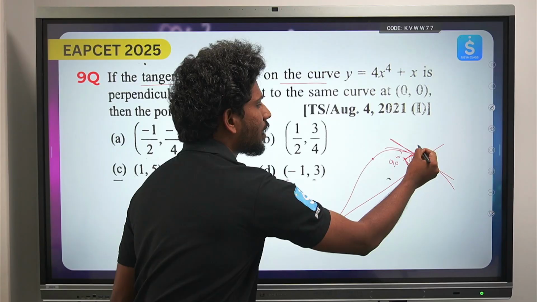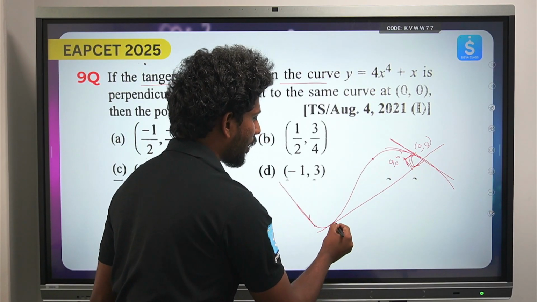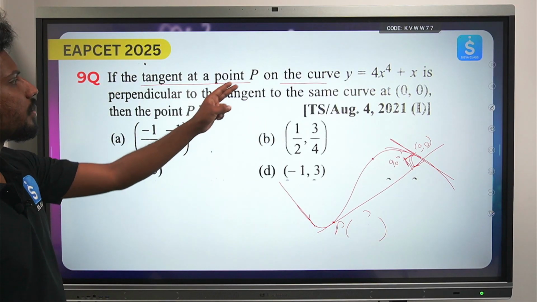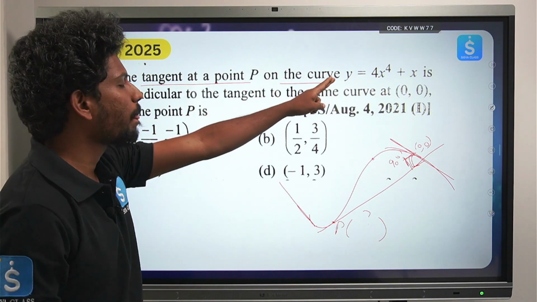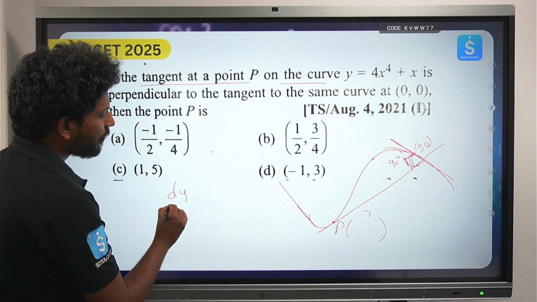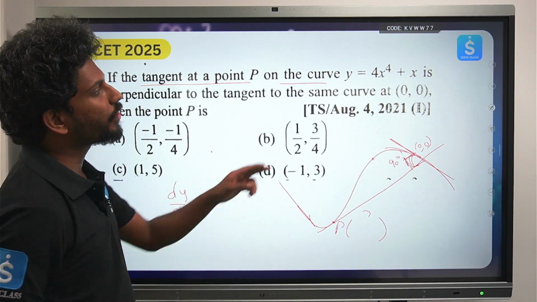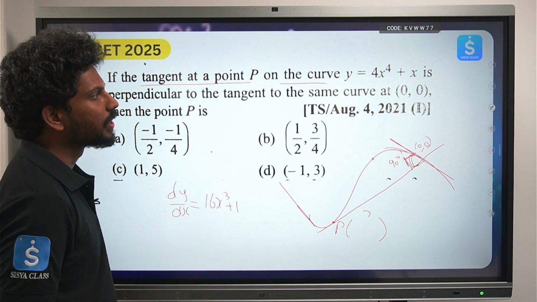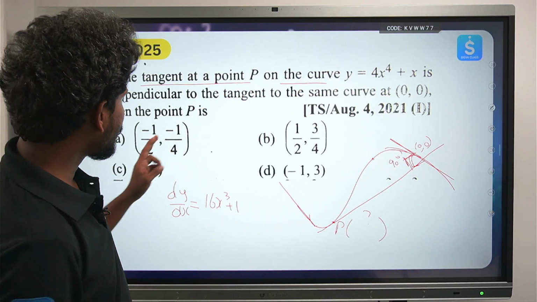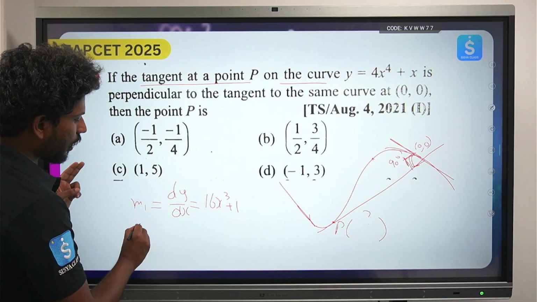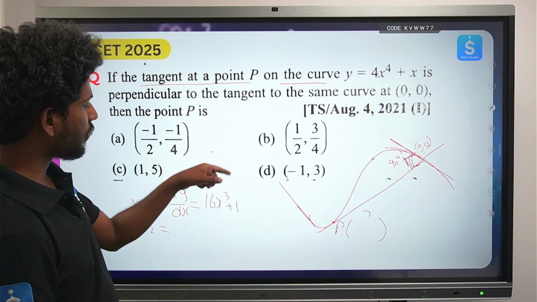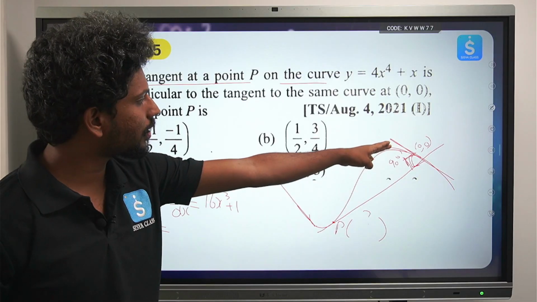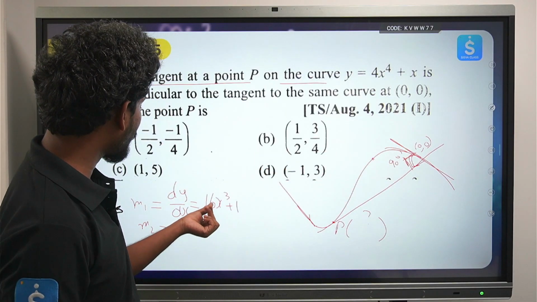So this is some (0, 0) and this is some point P. He is asking what this point P is. Now, just try to differentiate this again. So dy by dx equals 16x cube plus 1. Now this is the slope m1. We don't know the point, so let it be 16x cube plus 1.